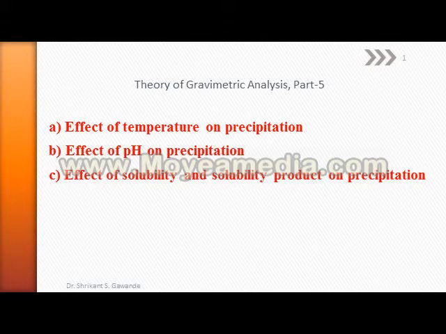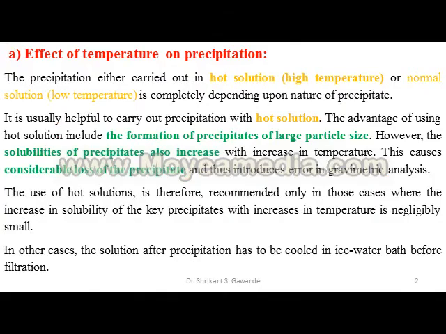Theory of gravimetric analysis. Effect of temperature on precipitation. Effect of pH on precipitation. Effect of solubility and solubility product on precipitation. Now we see the first point, effect of temperature on precipitation.